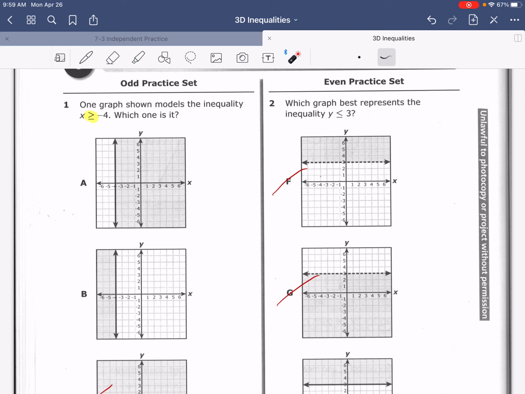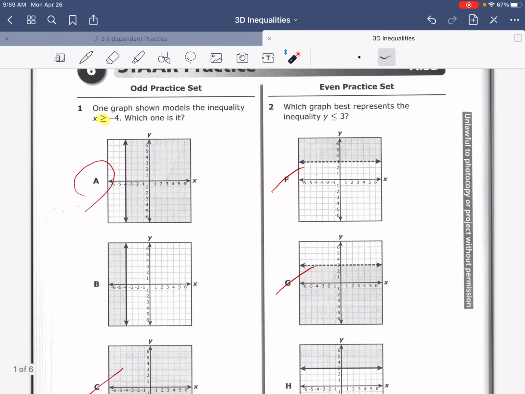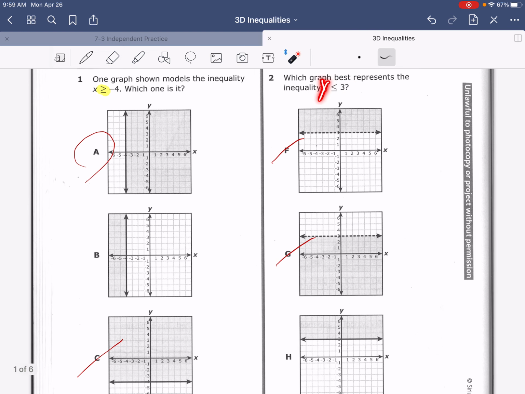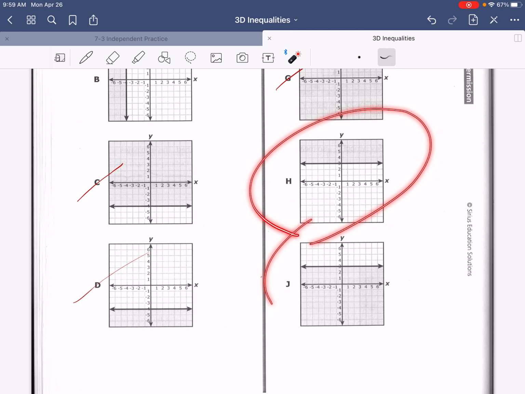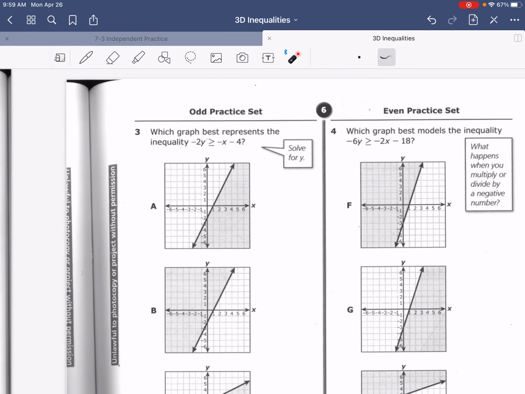We are looking for x bigger, which means we have to shade. If it's bigger, you shade the right side or up side. In this case, it's going to be the right side, so it's going to be this one. So try question number 2 by yourself. As I said, you always open the mouth to the bigger side, and here 3 should be bigger. So y should be smaller than 3, which means you have to shade the bottom part. So is that going to be H or J? Figure it out.